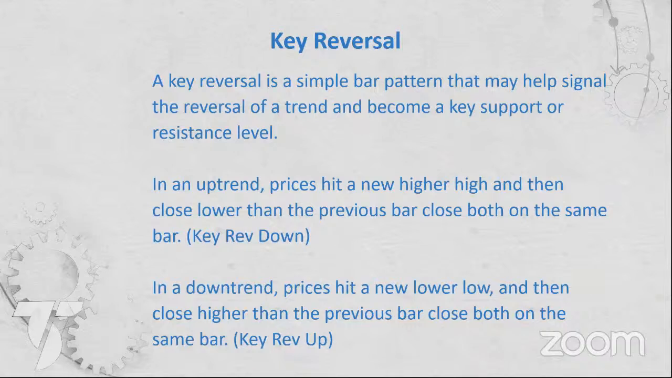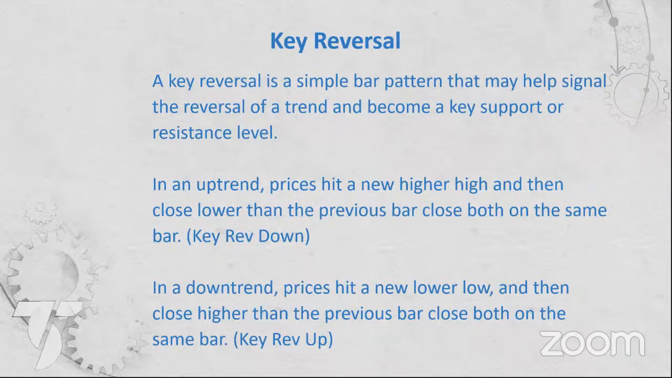So that key reversal is an indication that the market is either pausing, consolidating, or reversing. And those key reversal bars tend to be good support and resistance levels as well. So think of it this way. In an uptrend, prices are hitting new higher highs. And then one of those new higher high bars closes lower than the previous close. That's the key reversal. Higher high, lower close.